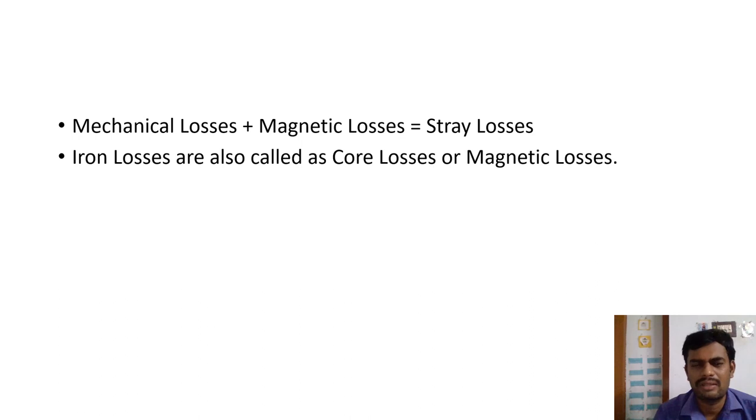Coming to the last one, the mechanical losses are also called rotational losses, and the combination of mechanical loss and magnetic losses is equal to stray losses. This iron loss is also called core loss or magnetic loss.